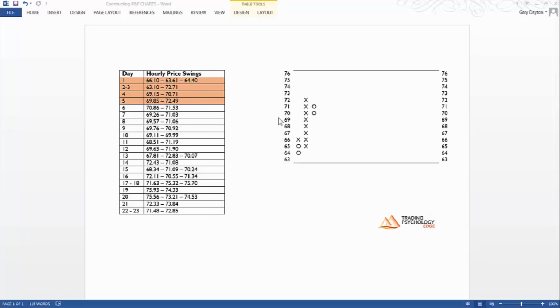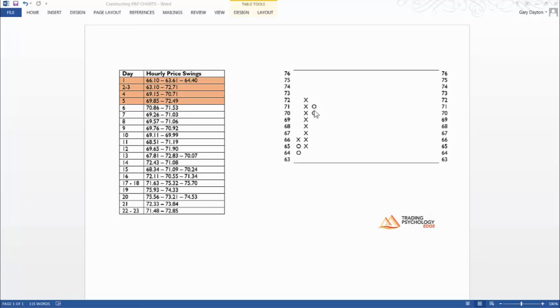Our next day's set of swing data shows the market coming down to 69, but we are already at 69.85. We don't penetrate 69. We're already at 70, so we don't do anything. However, the market does rally up off of the low of 69.85 and goes to 72.49.